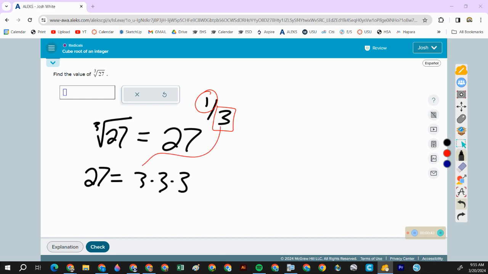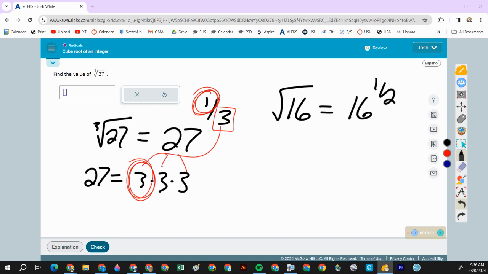So this says we have 3 of the same multiplications, and our answer is going to include one of those. So the answer is 3. If I had the square root of 16, that's really just 16 to the 1/2. Can we split 16 into 2 equal multiplications? Yes. 4 times 4. And our answer is going to include one of those.